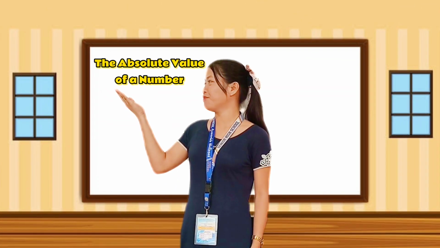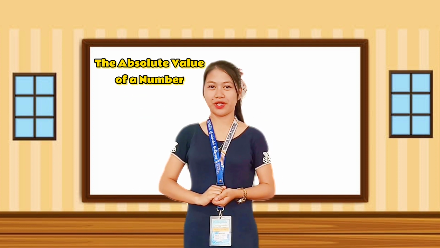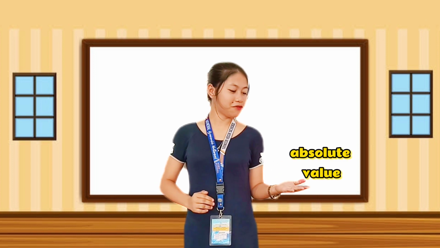Now, we will be talking about the absolute value of a number. For this topic, we have important terms to remember. Number one is the absolute value, and number two is the number line.